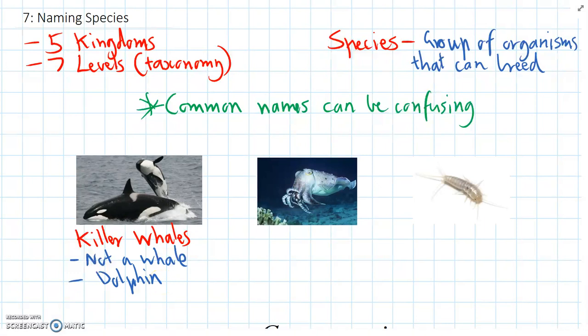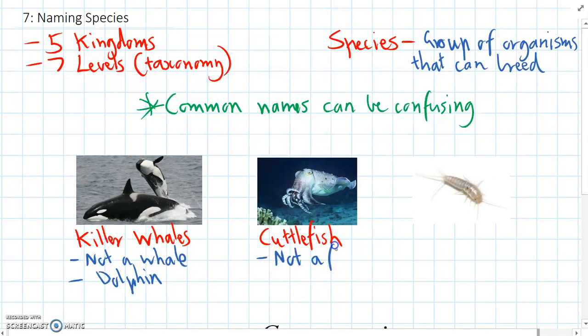So we need to have a scientific name so that the common confusing name doesn't get us into trouble. Here is another example. This is a cuttlefish. You might have found their shells on the beach. But actually, they're not a type of fish. They're what's called a mollusk. And they're actually more closely related to octopuses than a fish.